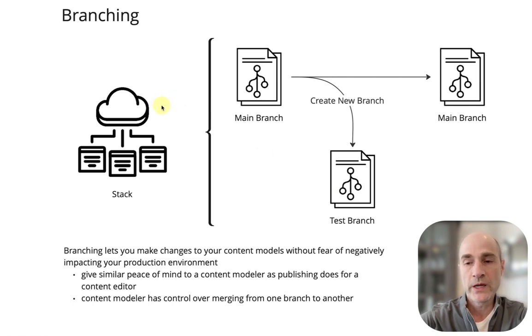When you make a branch, it's going to make a copy then of all the versions and all the models, content types, and content entries related to those content types, as well as assets. You get all of that within your new branch.